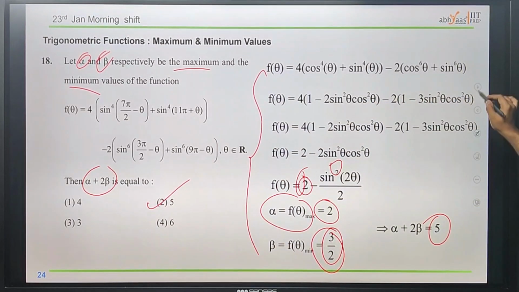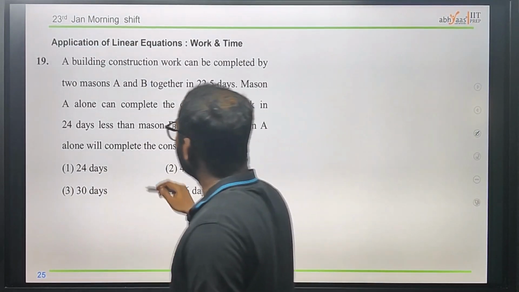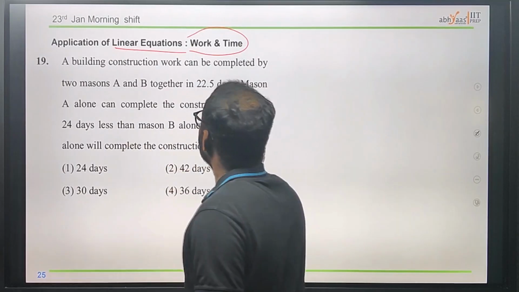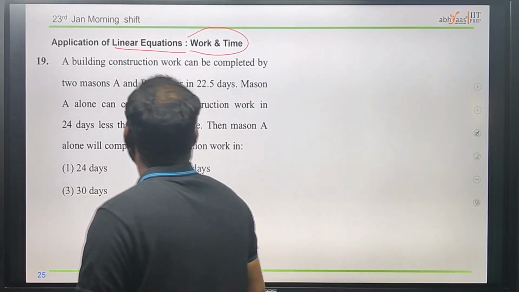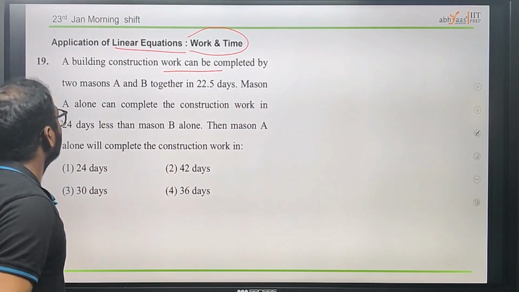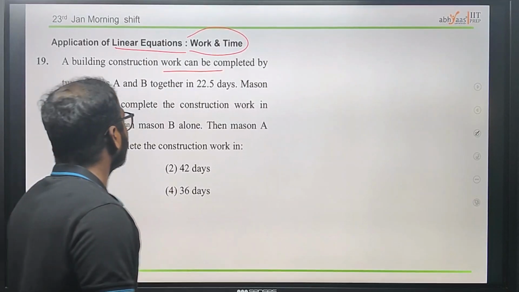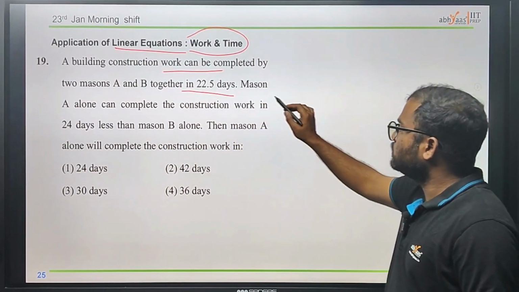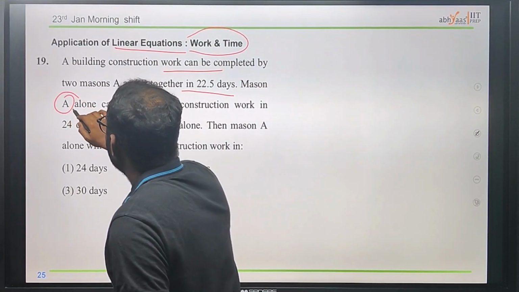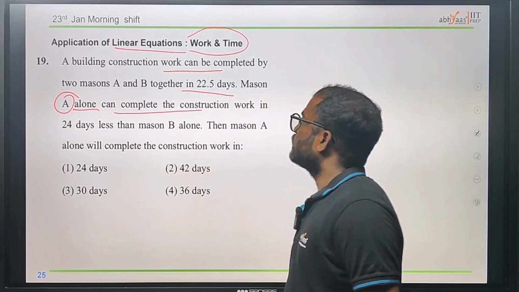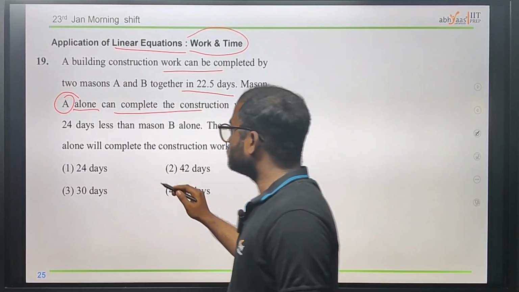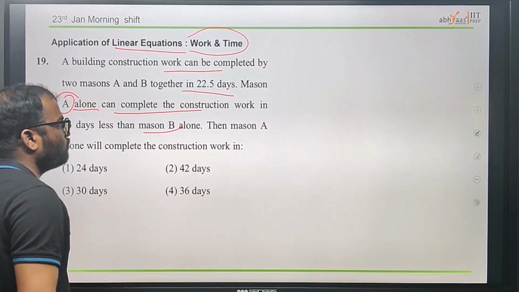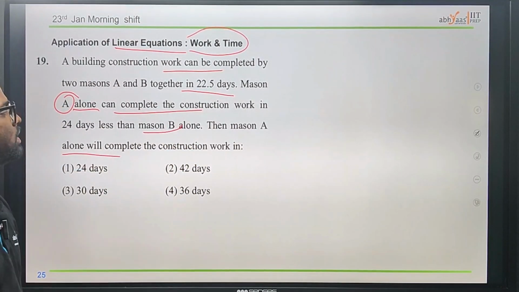Now, application of linear equations, which is based on work and time. A building construction work can be completed by two masons, A and B, together in 22.5 days. Mason A alone can complete the construction work in 24 days less than mason B alone. Then mason A alone will complete the construction work in how many days?